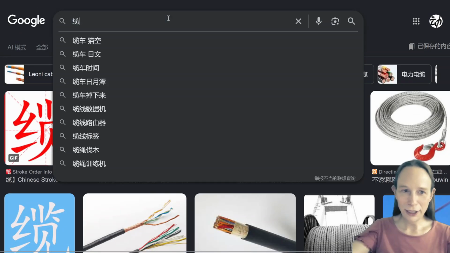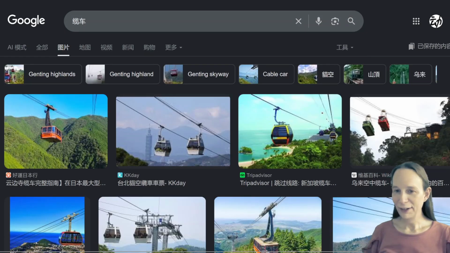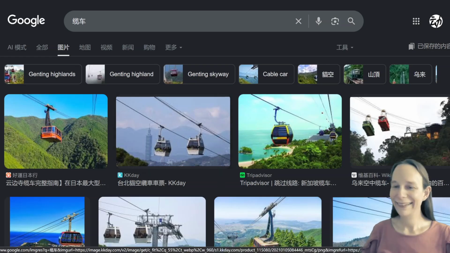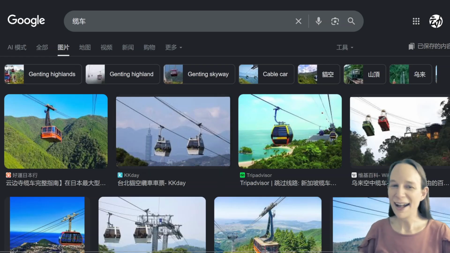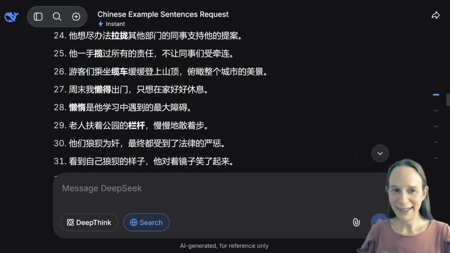And 缆车, this is 缆车, right? 缆车, cable car. Okay, so the tourists, they ride the cable car and slowly ascend the mountain.